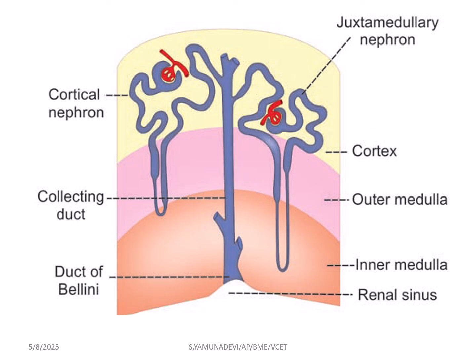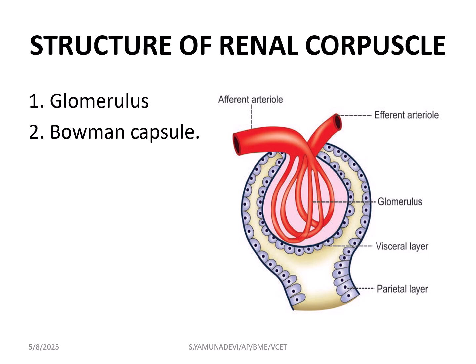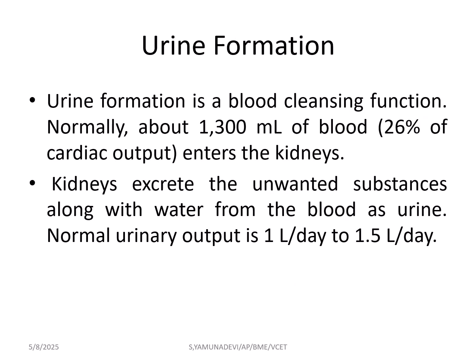And this is the functional anatomy, that is, the shaded portion depicted here is the cortical nephron. Then the juxtamedullary nephron is another layer, then the outer medulla, inner medulla, then inside the renal sinus. This is a collecting duct, presented in the center of that structure. The renal corpuscle has two parts, that is, the glomerulus and Bowman's capsule. This is the structure.